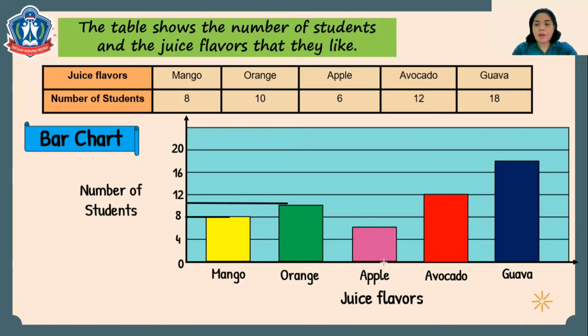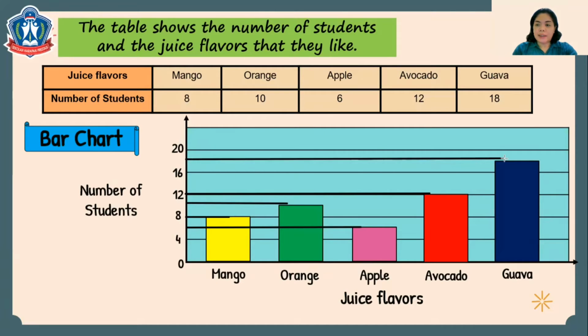Okay. How about for the apple? Apple is 6 students. So 6 is between 8 and 4. So it's around here. Avocado is 12. So 12, we can find 12 here. And for guava, 18 students. So 18 is between 20 and 16. Okay, so this is how we convert data into a bar chart.